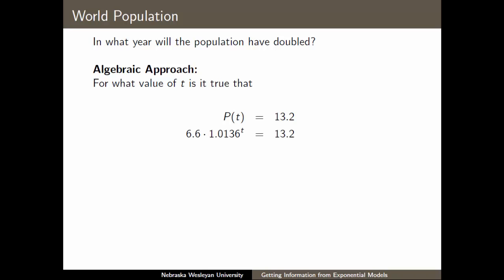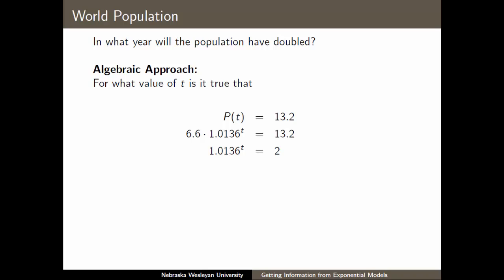An algebraic approach would be to ask, at what value of t is the population model equal to 13.2? And we know the definition of the model, and now I need to isolate t. So I might begin by dividing both sides by the 6.6, and notice the right-hand side is a 2, which we expect. Another way we might have asked the question is, how long before the growth factor behaves like 2? And this is what this last line says.